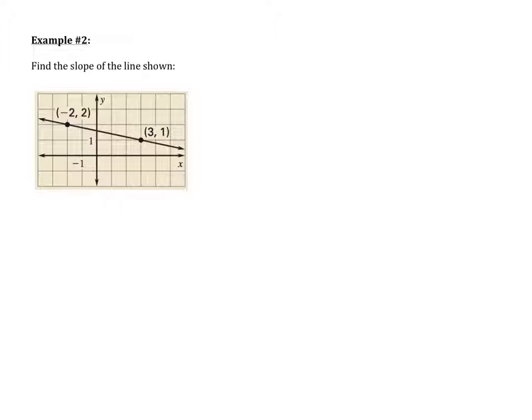Example number 2, find the slope of the line shown. So this is exactly like the last problem, except I'm just given a different graph. Looking at this graph, it is going downhill. So I know my answer for the slope is going to be negative. Remember, a downhill slope means it's negative.